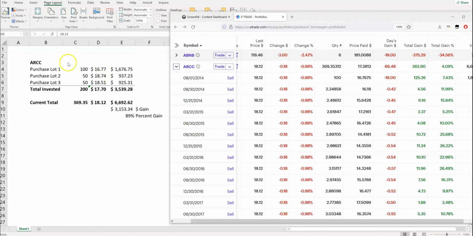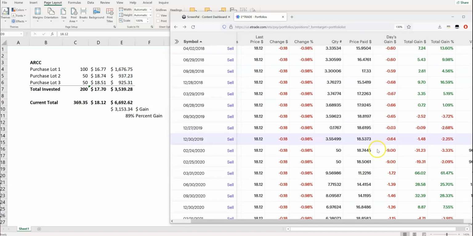Okay. So purchase lot 1, this is what you would do if you want to see your total returns based on what you invested, and you just want to see how much it's worth now with dividends reinvested. I purchased 100 units of the stock at $16.77, so you see that right here. So total investment of $1,676, and then I made another purchase of 50 units at $18.74. You see that here on the second line. And then a third purchase of another 50 units at $18.51, which again is right here. It's rounded up a little bit in Excel.